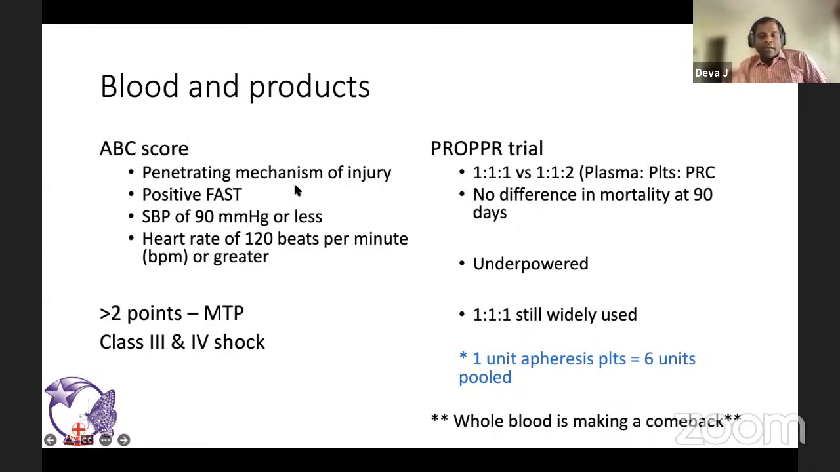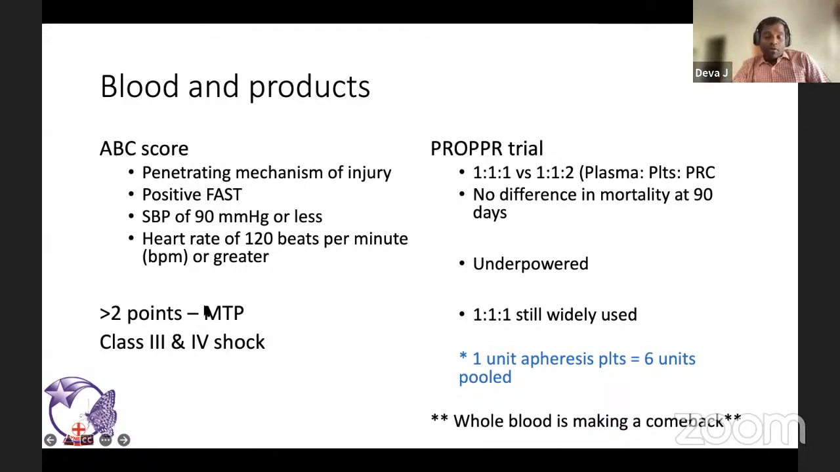Is that the penetrating mechanism of injury? Is there a positive FAST? Are they hypotensive? Are they tachycardic? That's all. Tachycardia, hypotension, positive E-FAST, penetrating mechanism of injury. There is a high possibility of them needing blood if they score 2 out of the 4. MTP is massive transfusion protocol, for a high possibility of them needing lots of blood.